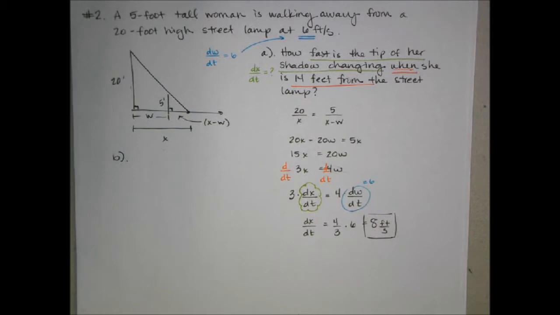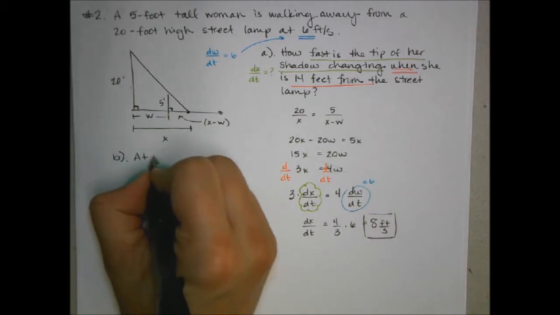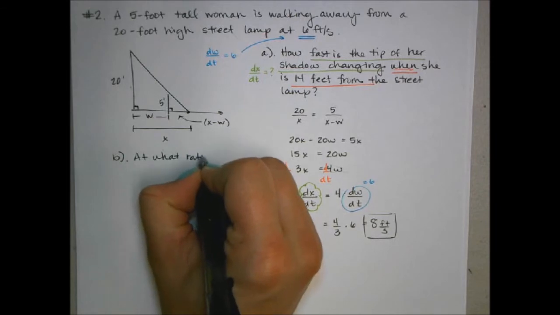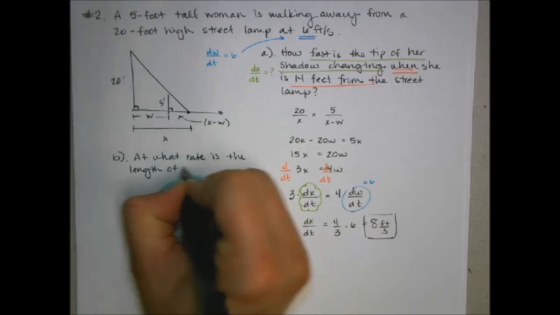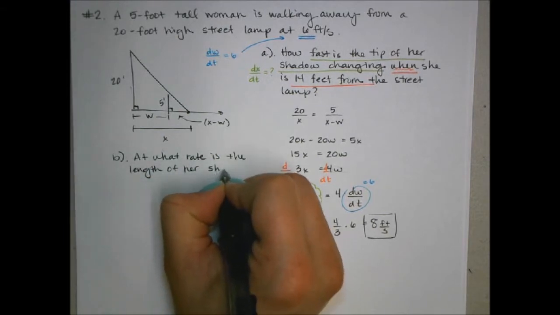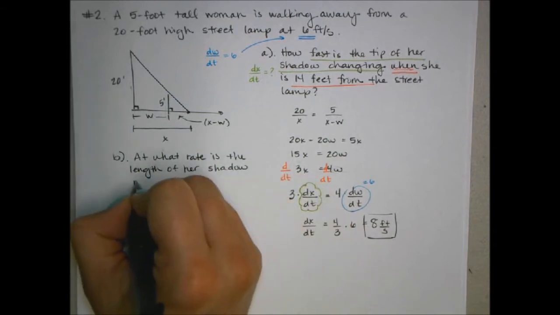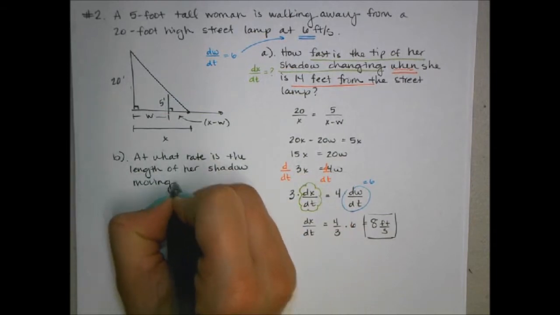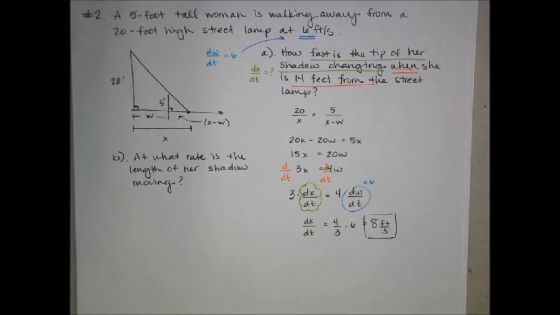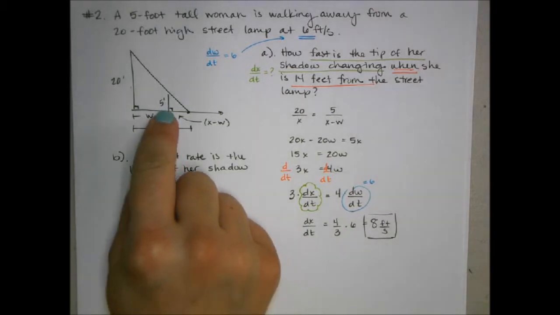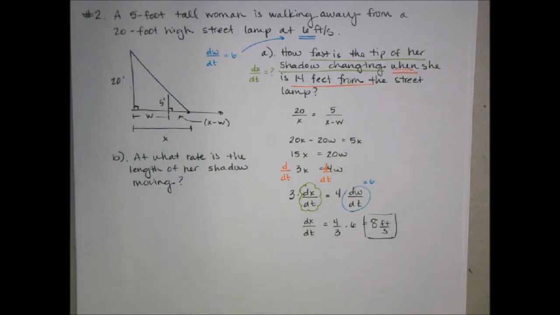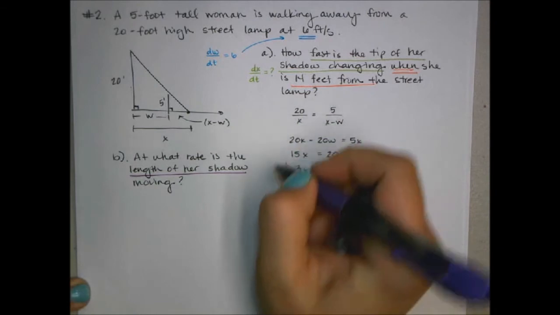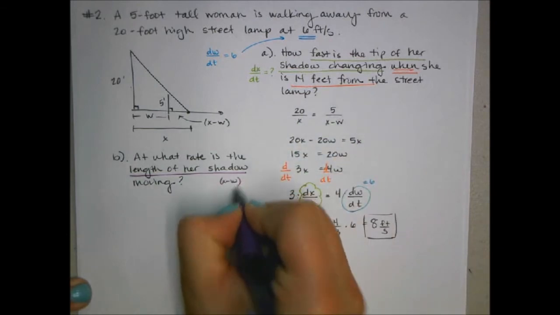One more question in this problem. This one says, at what rate is the length of her shadow moving? So the length of her shadow is between, well, her feet to the tip of her shadow. So that length is x minus w. So the length of her shadow, x minus w. And we want to know at what rate it's changing.